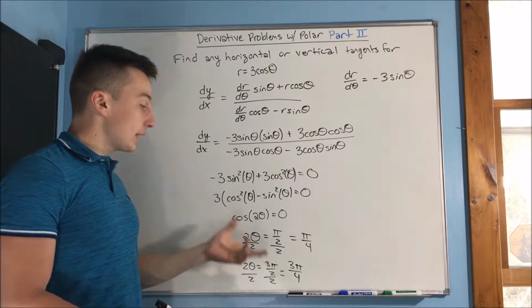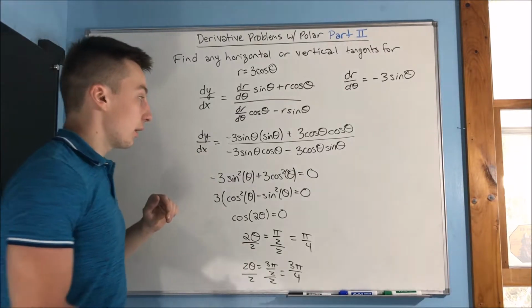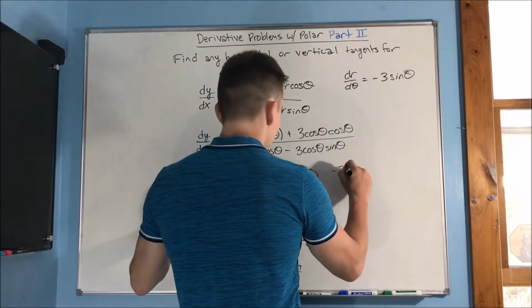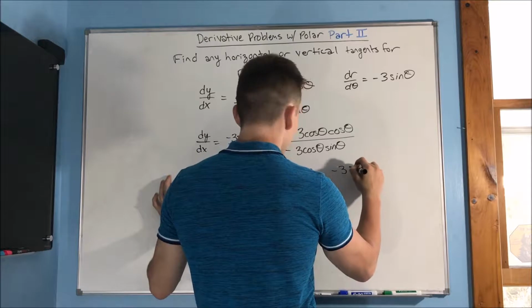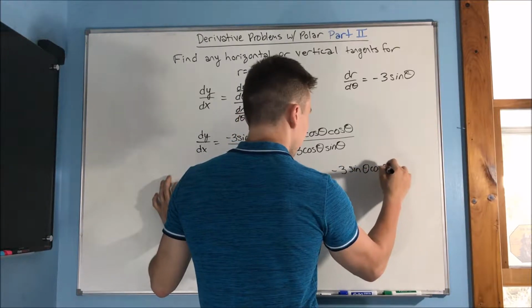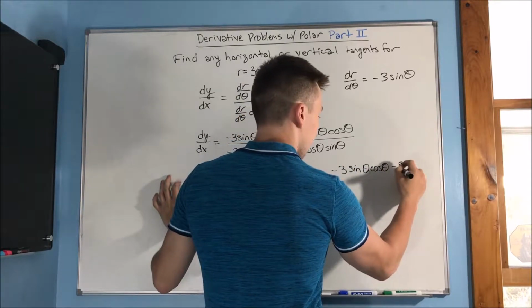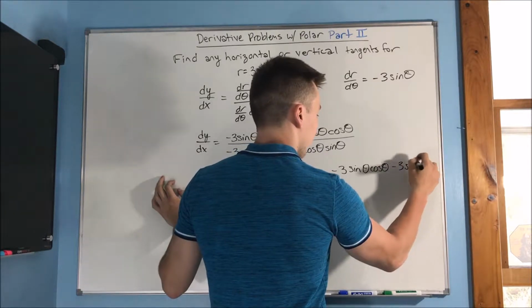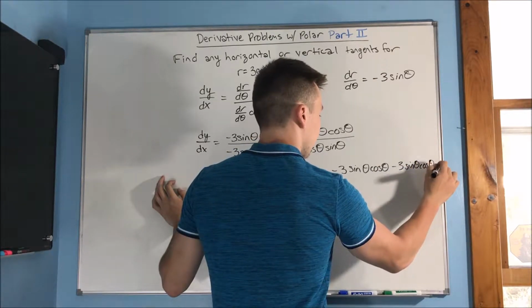Okay, so now we need to do the same exact thing, but for the denominator. Okay, so we need to find out where negative 3 sine theta cosine theta minus 3, again, sine theta cosine theta is equal to 0.